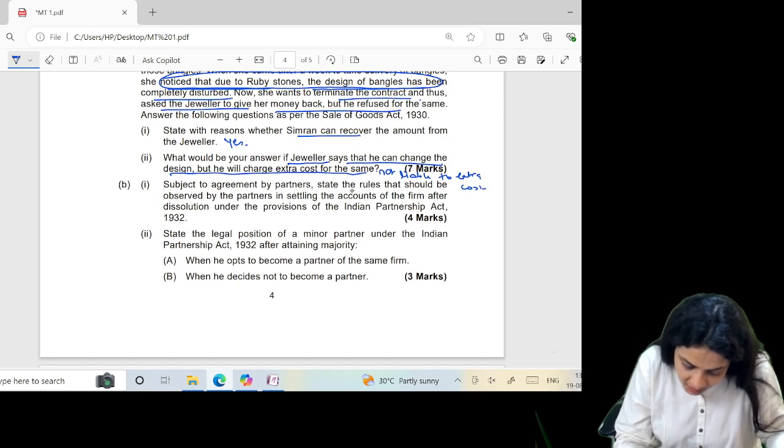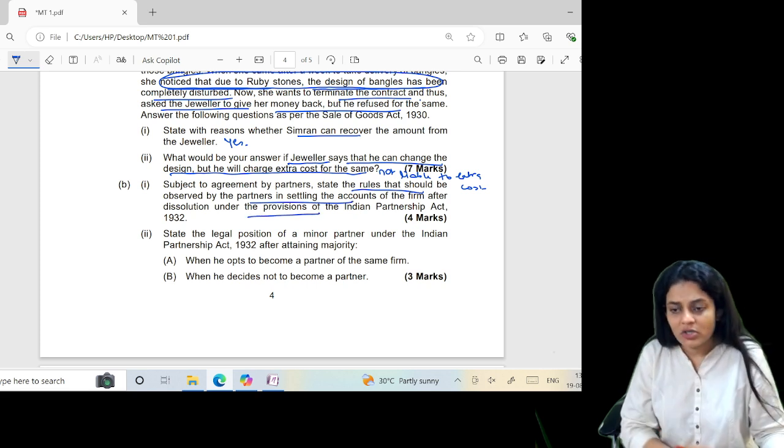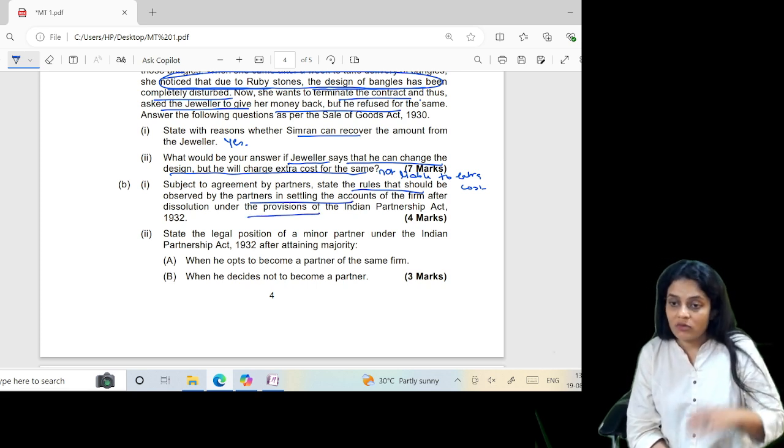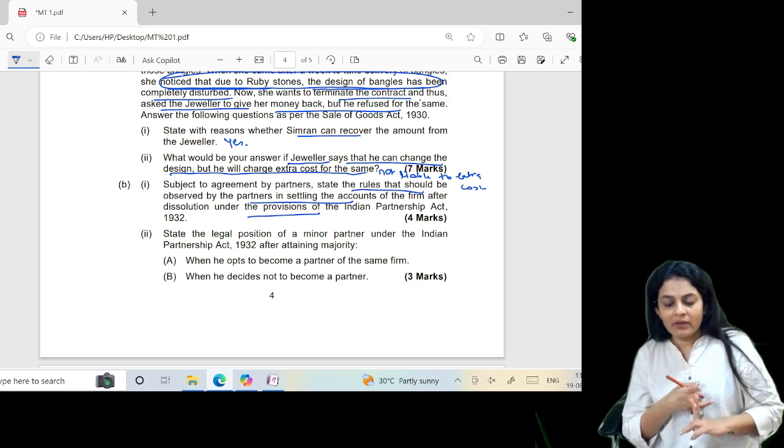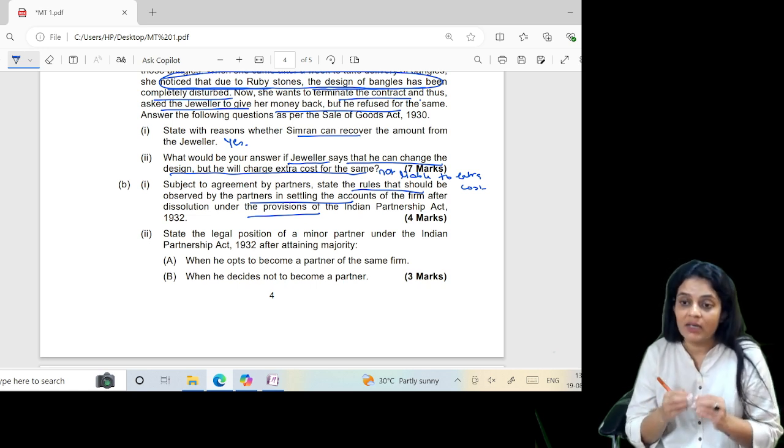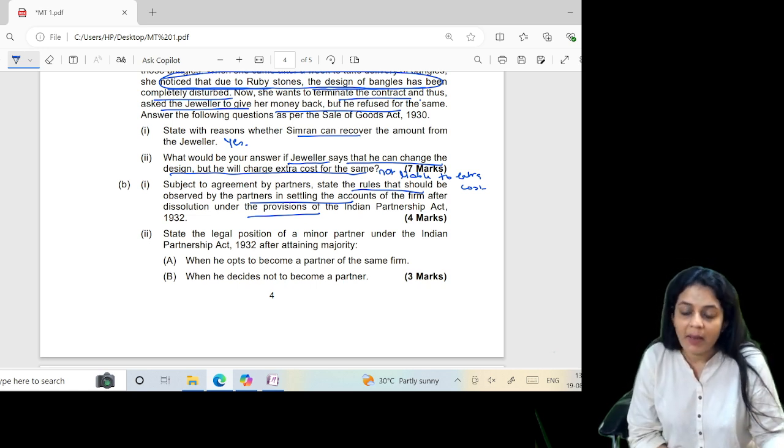Subject to the agreement, state the rules that should be followed in settling. Subject to the agreement, the settlement of accounts is done in the following order. First, we settle the outside liabilities, then partners' advance, then partners' loan, and then if there is any surplus, that is distributed by the partners.